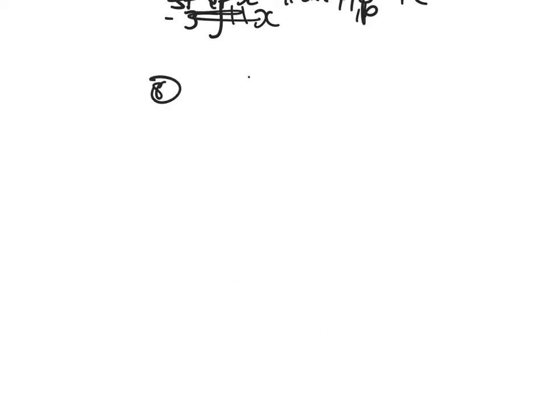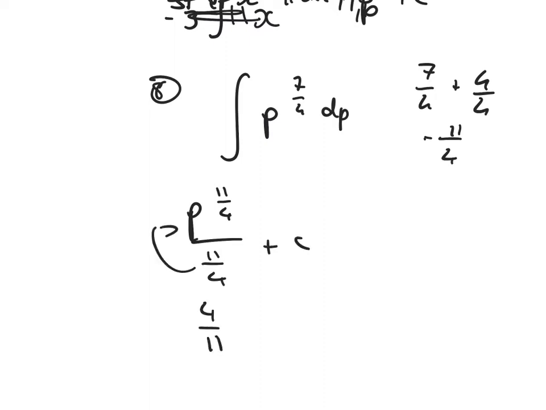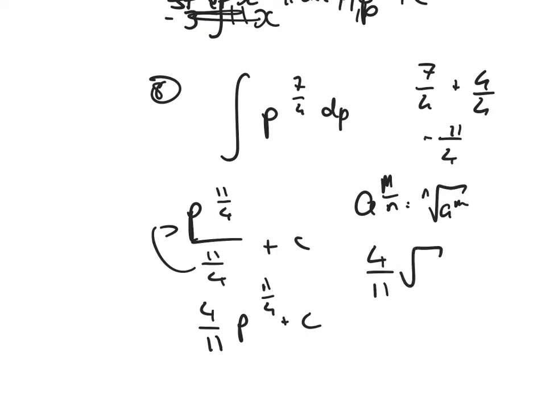Okay, let's try another one, which will be p to the 7 quarters. So add 1 to the power: 7 quarters plus 1, which is 4 quarters, which is then 11 quarters. P to the 11 quarters divided by 11 quarters plus c. Bring the fraction up and flip it over, change to multiply: 4/11 of p to the power 11 over 4 plus c. And then again, using this rule of indices, that can be written as 4/11 of the 4th root of p brought to the power 11 plus c.